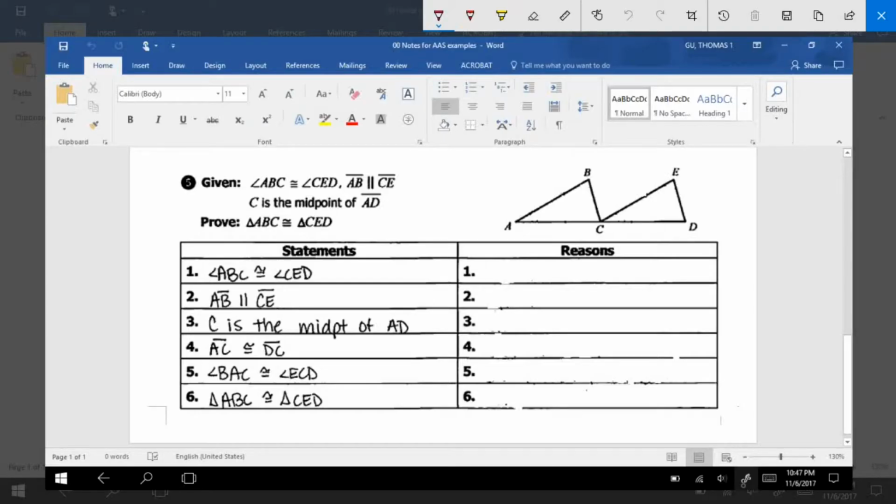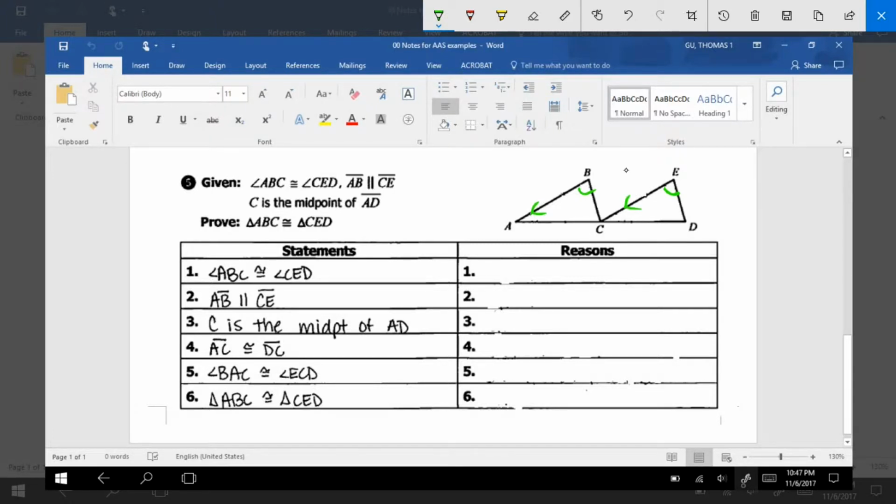Oh, baby. So given angle ABC is congruent to angle CED. So ABC, let's mark that. ABC is congruent to angle CED. Okay, cool. And AB right here is parallel, so I'm going to go ahead and write parallel. The parallel mark is parallel to CE. And C is the midpoint of AD.